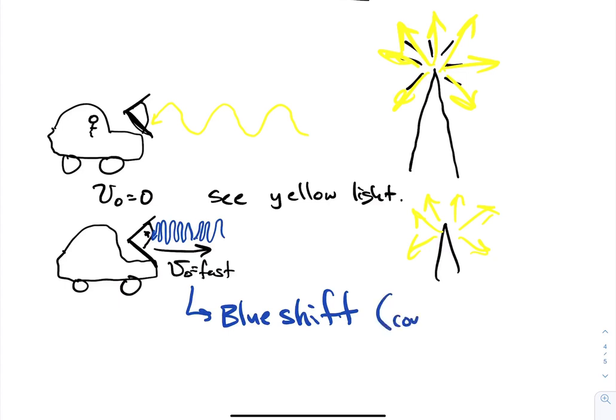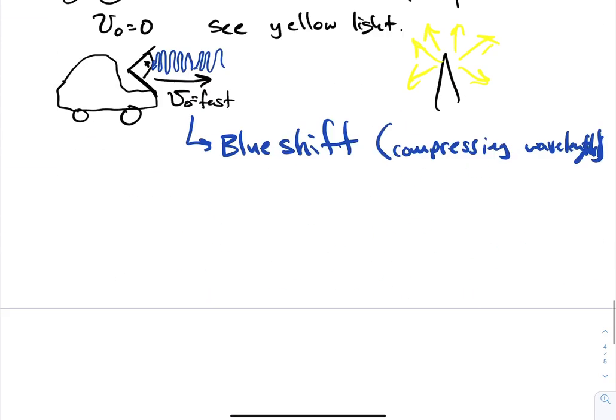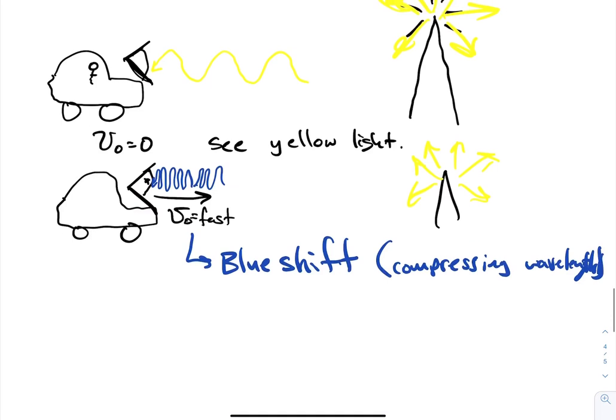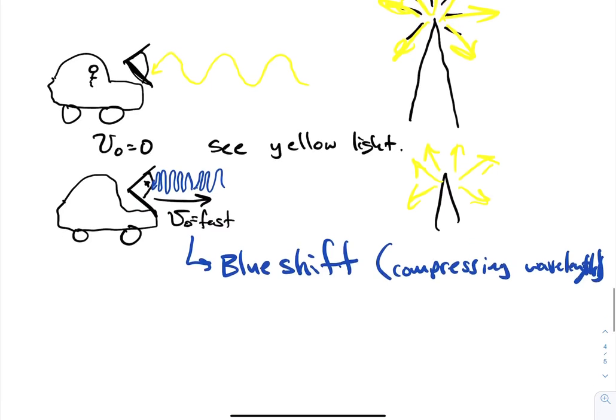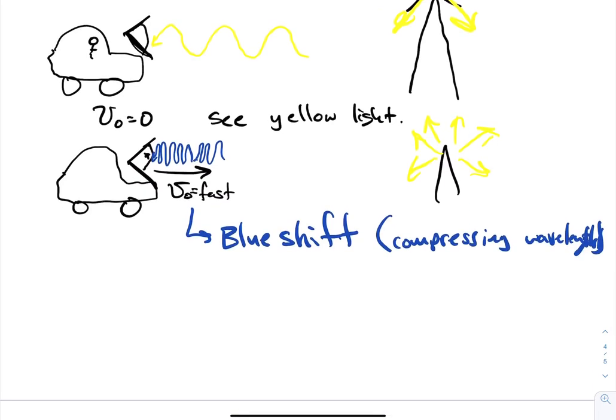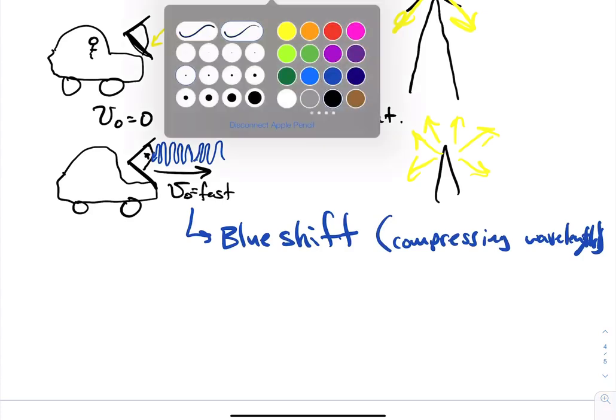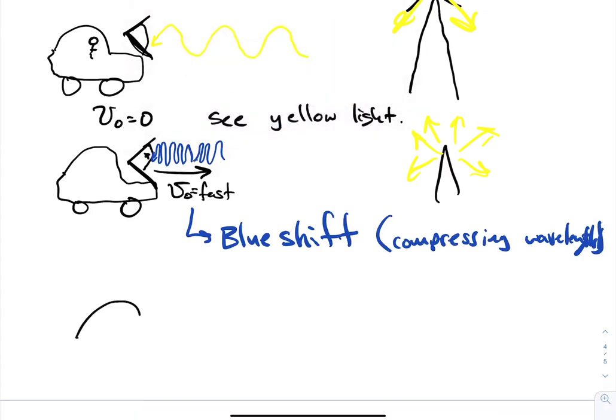which would be compressing the wavelength, or shortening it. It's not really shortening it. The emitter is what's creating the light, but we are seeing a shorter wavelength due to our motion relative to the emitter. Now, if we were to drive backward just as fast, V observer, very fast.